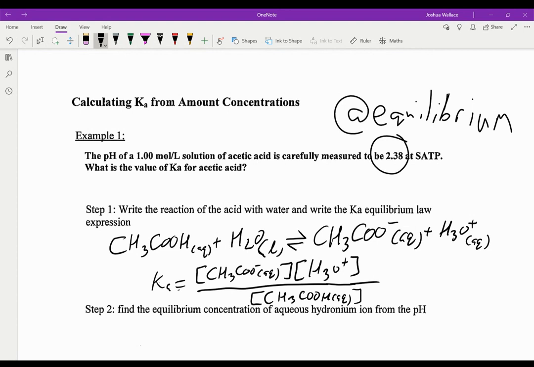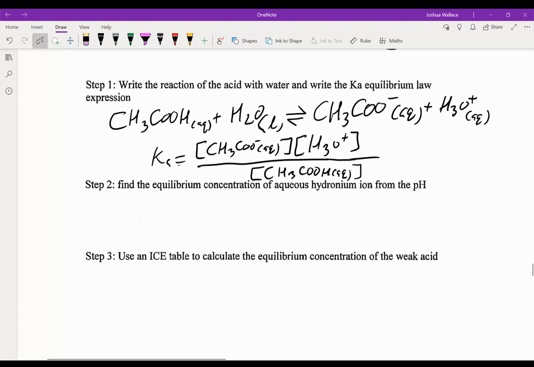Why don't we include water in that Ka expression? It's a liquid, meaning it's a pure substance, which is why it's not included. We can only have concentrations of aqueous solutions, and I believe also gases, but because it's a liquid, or if it was a solid, we don't have a concentration. It has to be aqueous.